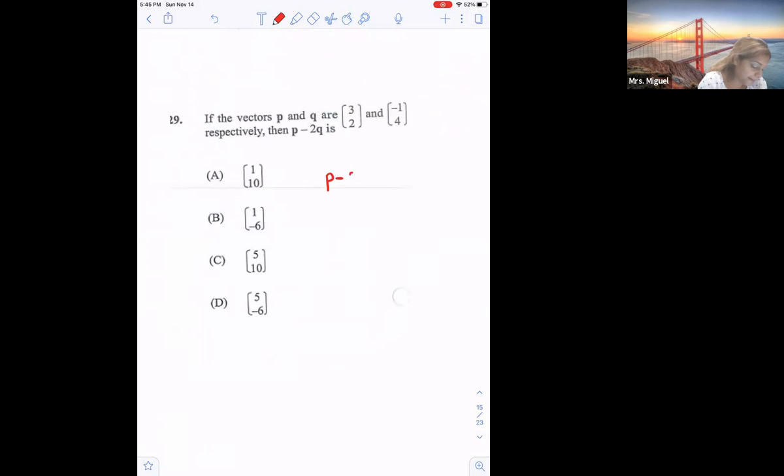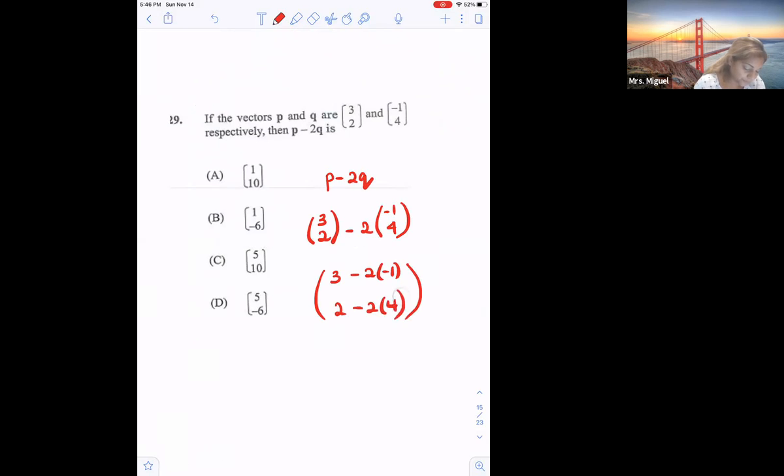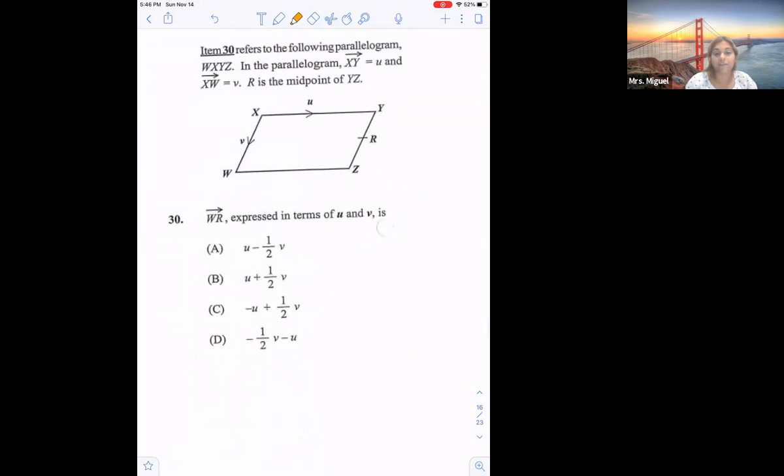So P minus 2Q. 3, 2 minus 2 by negative 1, 4. So this is 3 minus 2 by minus 1 and 2 minus 2 by 4. So this will give me 3 plus 2 and 2 minus 8. The answer, 5 minus 6. And I am sure that the next question is a vector. All right. So let us go.